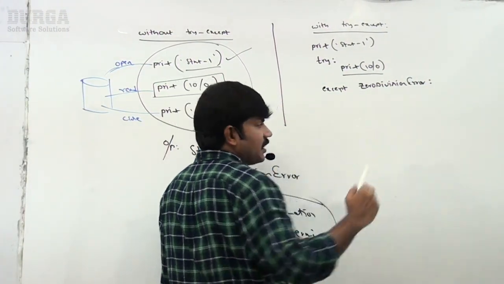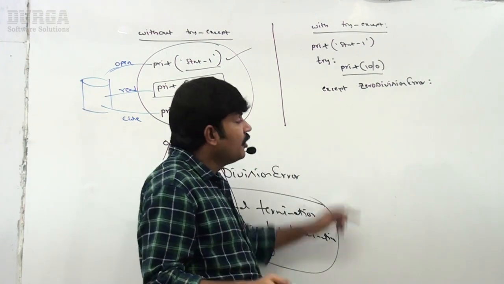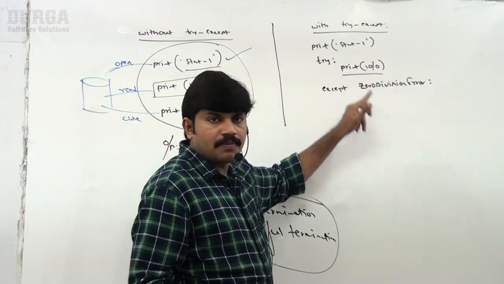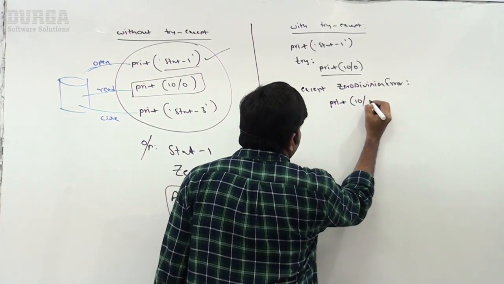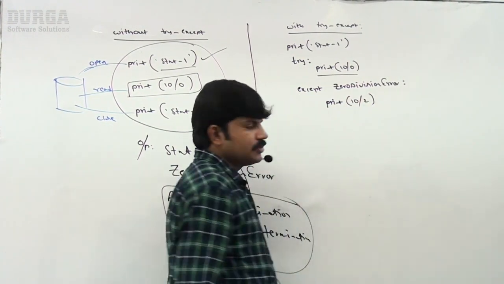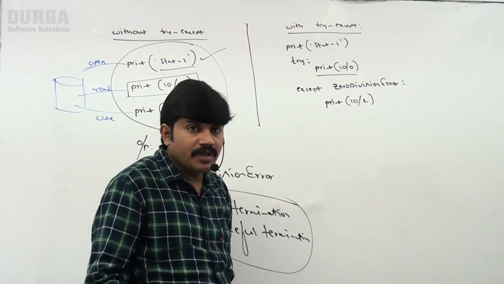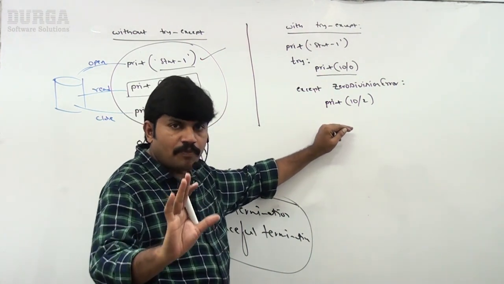If zero division error is coming, then don't perform this arithmetic operation. Can you please perform this arithmetic operation, 10 by 2, like this? Can you please do that? 10 by 2. Don't feel, sir, this is the alternative code. Just for flow purpose I'm telling.